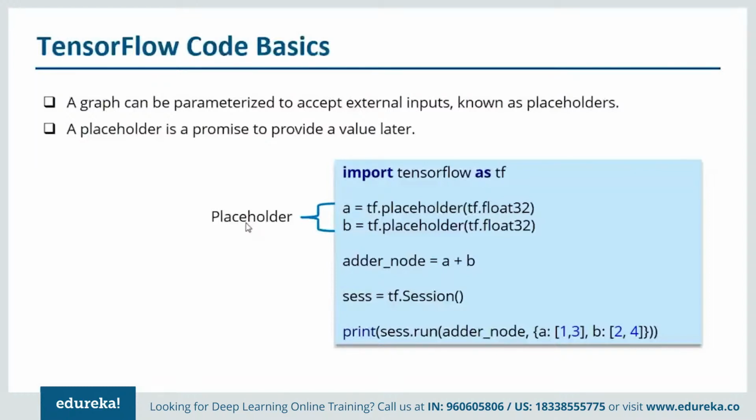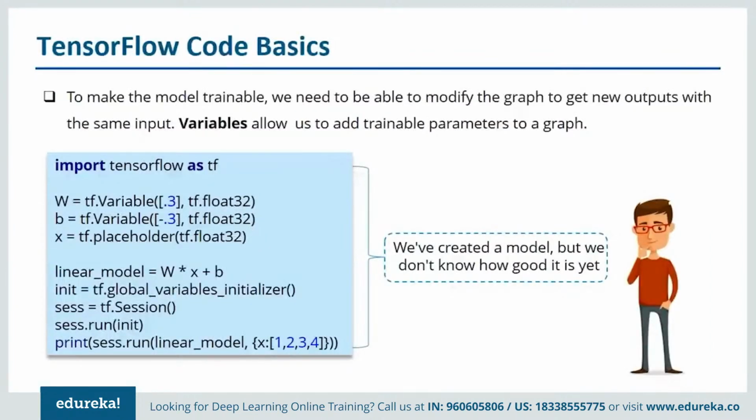Now it's time to understand what variables are. In deep learning, we typically want a model that can take arbitrary inputs. To make the model trainable, we need to be able to modify the graph to get new outputs with the same input. And what helps us to do that? Variables basically allow us to add trainable parameters to our graph.